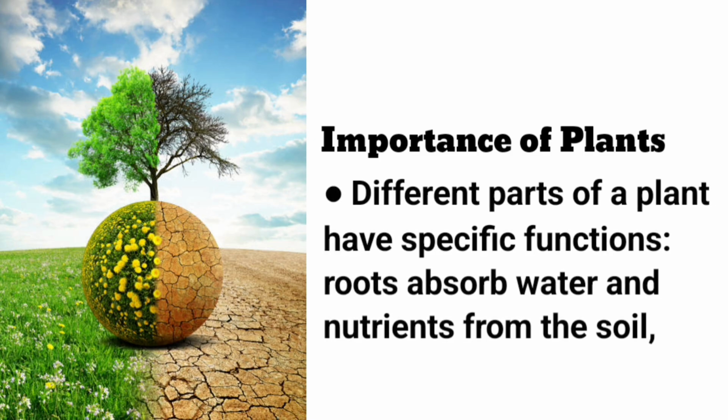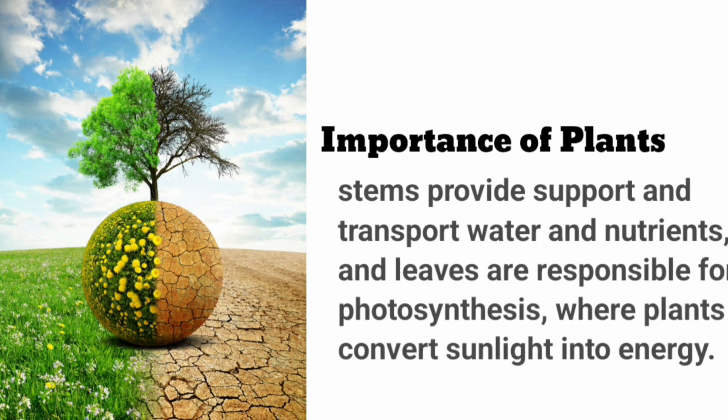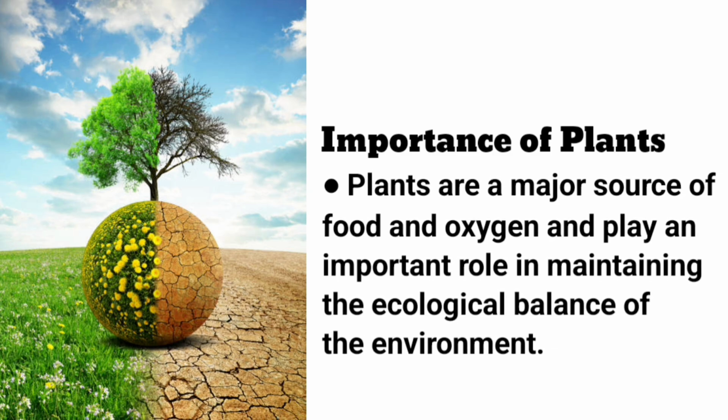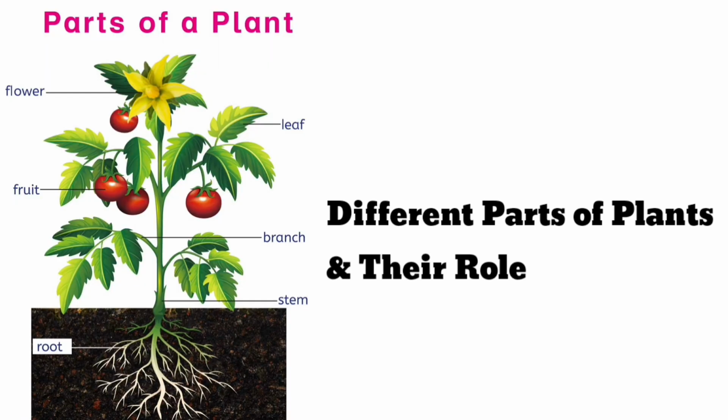Different parts of plant have specific functions. Roots absorb water and nutrients from the soil. Stem provides support and transports water and nutrients, and leaves are responsible for photosynthesis, where plants convert sunlight into energy. Plants are a major source of food and oxygen and play an important role in maintaining the ecological balance of the environment.